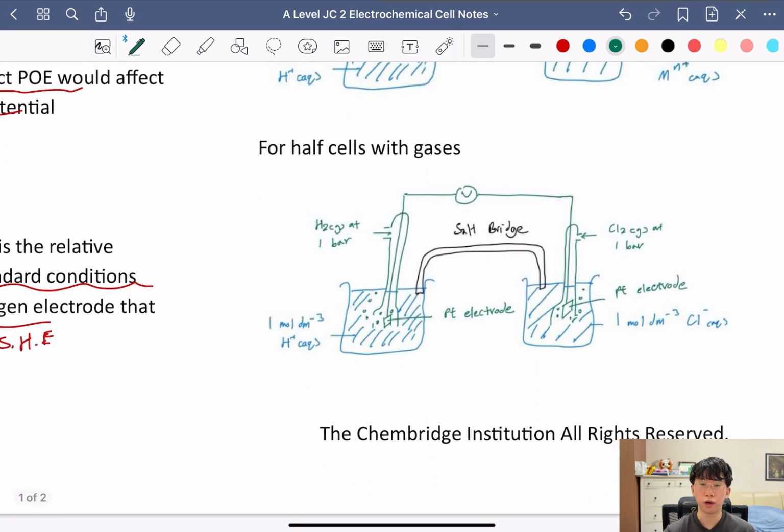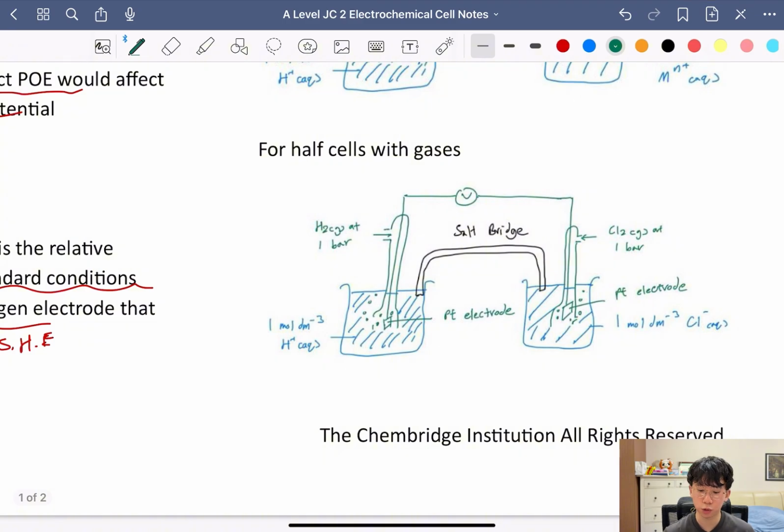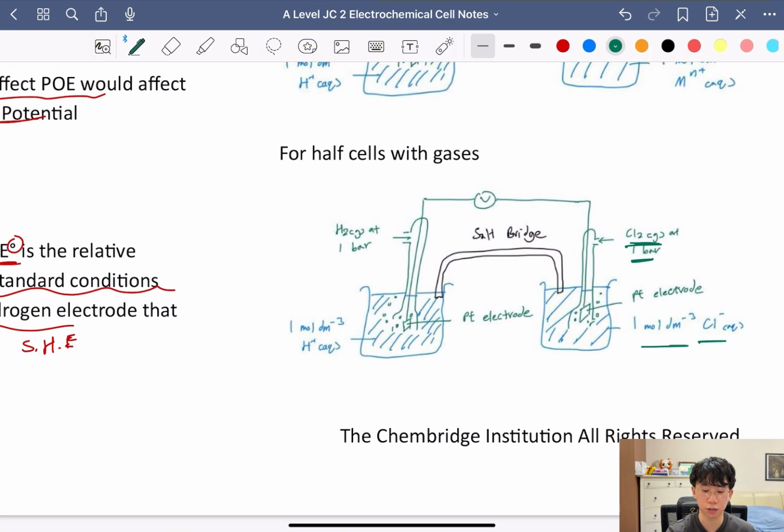Now, if you have half cells with gases involved, so for example with Cl2 and Cl-, where your Cl2 can be reduced to Cl-, then you have to set it up accordingly. So you have to use Cl2 gas at 1 bar pressure, and also 1 mol per dm cubed Cl-. So basically all these standard conditions have to apply. Of course, it's all at 298 K as well. And the other half cell will just be this standard hydrogen electrode.